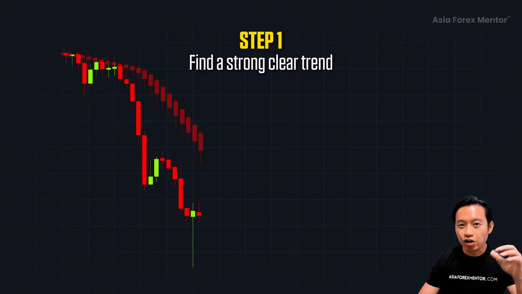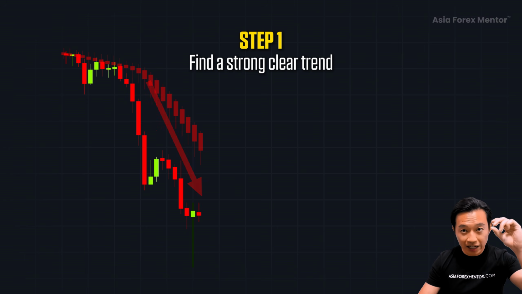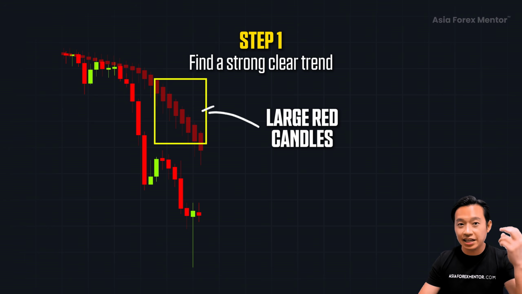Step 1, you've got to find a strong, clear trend. For example, right here, you can see that the price is moving down. The indicator is showing large red candles. This tells us that it's a strong downtrend.